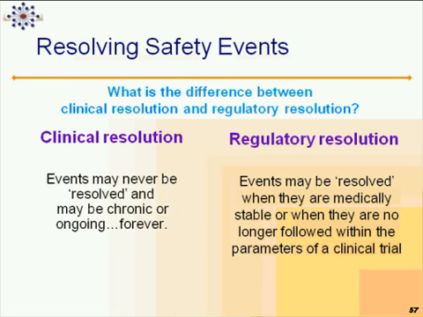There's also a regulatory definition of resolution, though, and that means that events can be resolved once they're medically stable. So someone with hypertension is put on blood pressure medication, and their blood pressure becomes stable. Once an event is medically stable, or when they're no longer followed within the parameters of a clinical trial, so your 6-month follow-up period is over, 30 days have gone by from that 6-month follow-up period, and the participant is off doing their own thing, you can resolve that event.